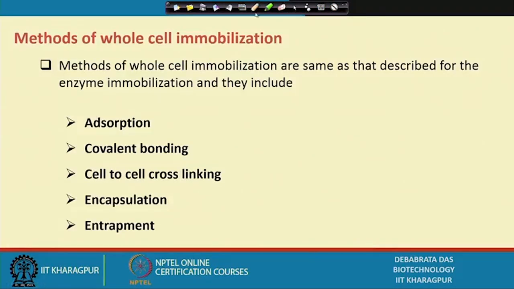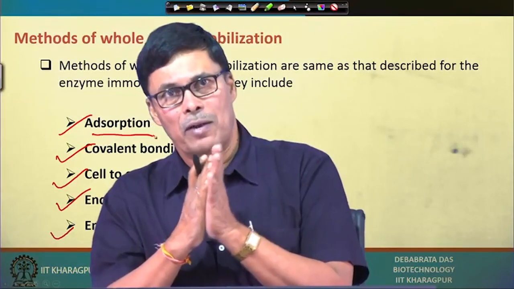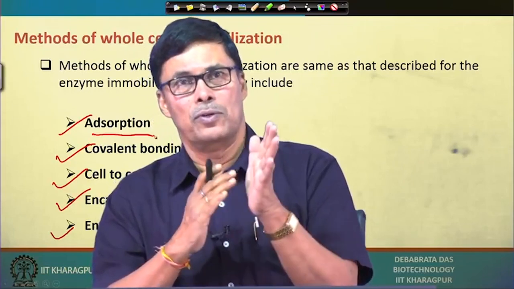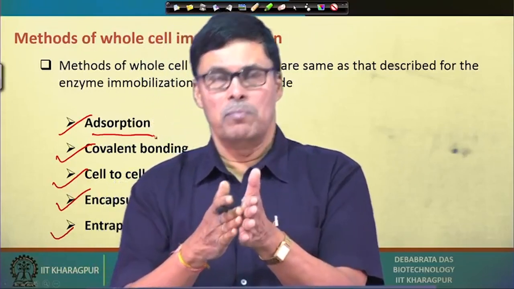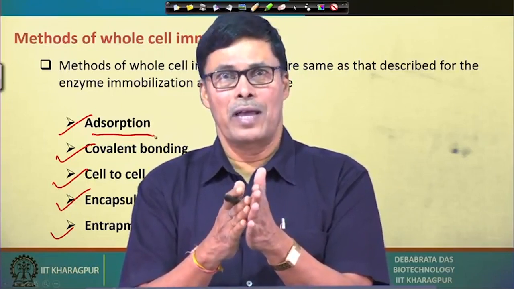Now the question comes, what are the methods of whole cell immobilization? We have adsorption, then covalent bonding, then cell to cell cross linking, encapsulation and entrapment. Now what do you mean by adsorption? We told you adsorption is a physical phenomenon. Physical phenomenon means the cell is simply adhered on the surface of the solid matrix. So the bonding between the cell and the solid matrix is due to Van der Waals type of forces.